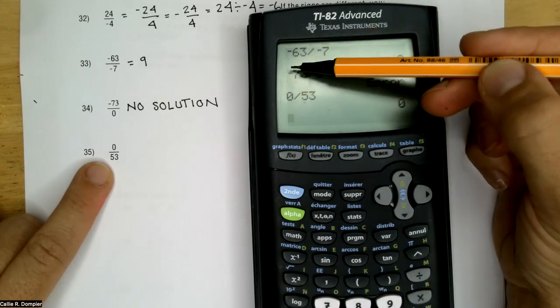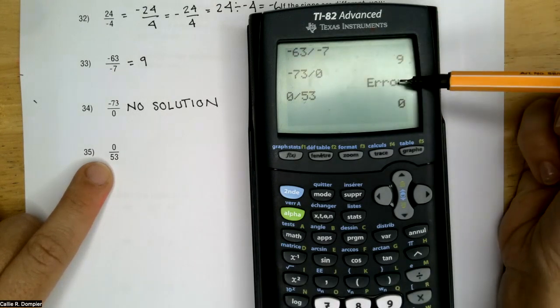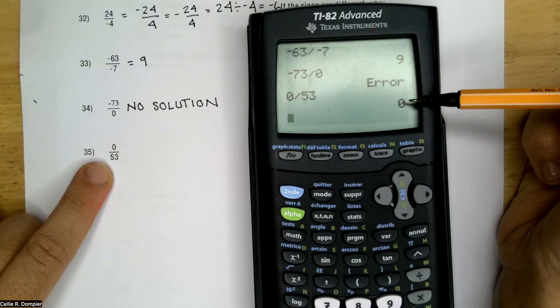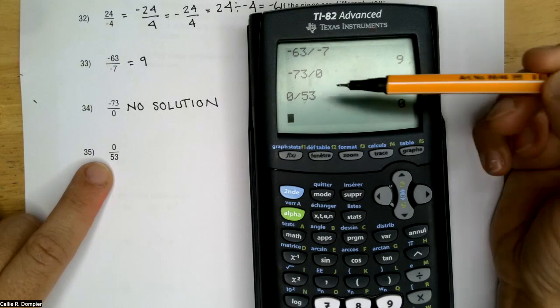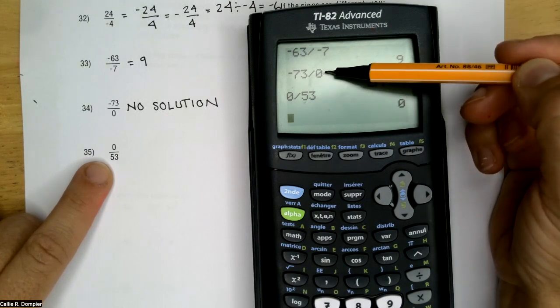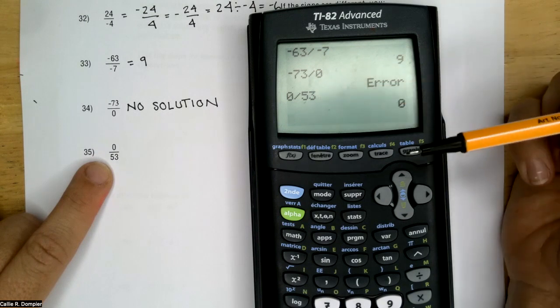And test it on your calculator. Negative 73 divided by 0 is an error, and 0 divided by 53 is 0. Okay, so if you get confused about whether this is no solution or this is no solution, just put it in your calculator. That will help you.